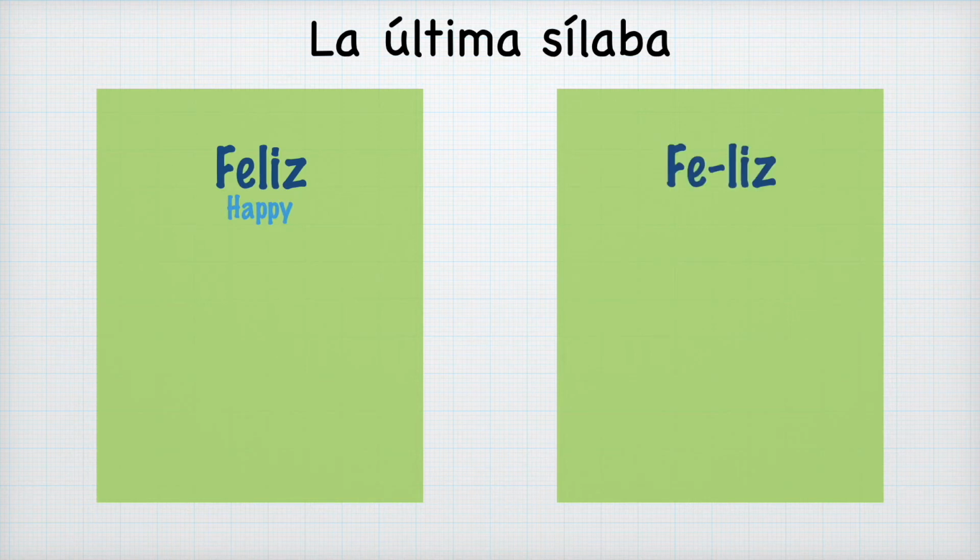Feliz. It means happy. It has 2 syllables. Liz is the first syllable. Fe is the second one. So the stress is on liz. And when I said the last syllable, I mean when we write it. So the stress is going to be on liz. Feliz. Otherwise, it would have been feliz. And that doesn't sound so good in Spanish.